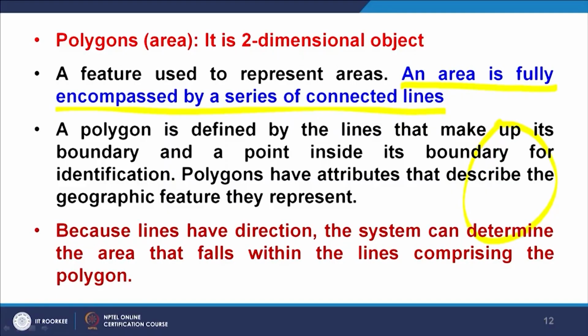As you know, because lines have direction, it is a typical vector, and the system can determine the area that falls within the lines comprising the polygon. So, once it is closed, now we know which is the inside and what is the outside, and that gives the advantage of keeping watch or information about the neighborhood. That is the best advantage of having vector data, because of the vector with line, the begin node and end node. Now you know what the direction is.